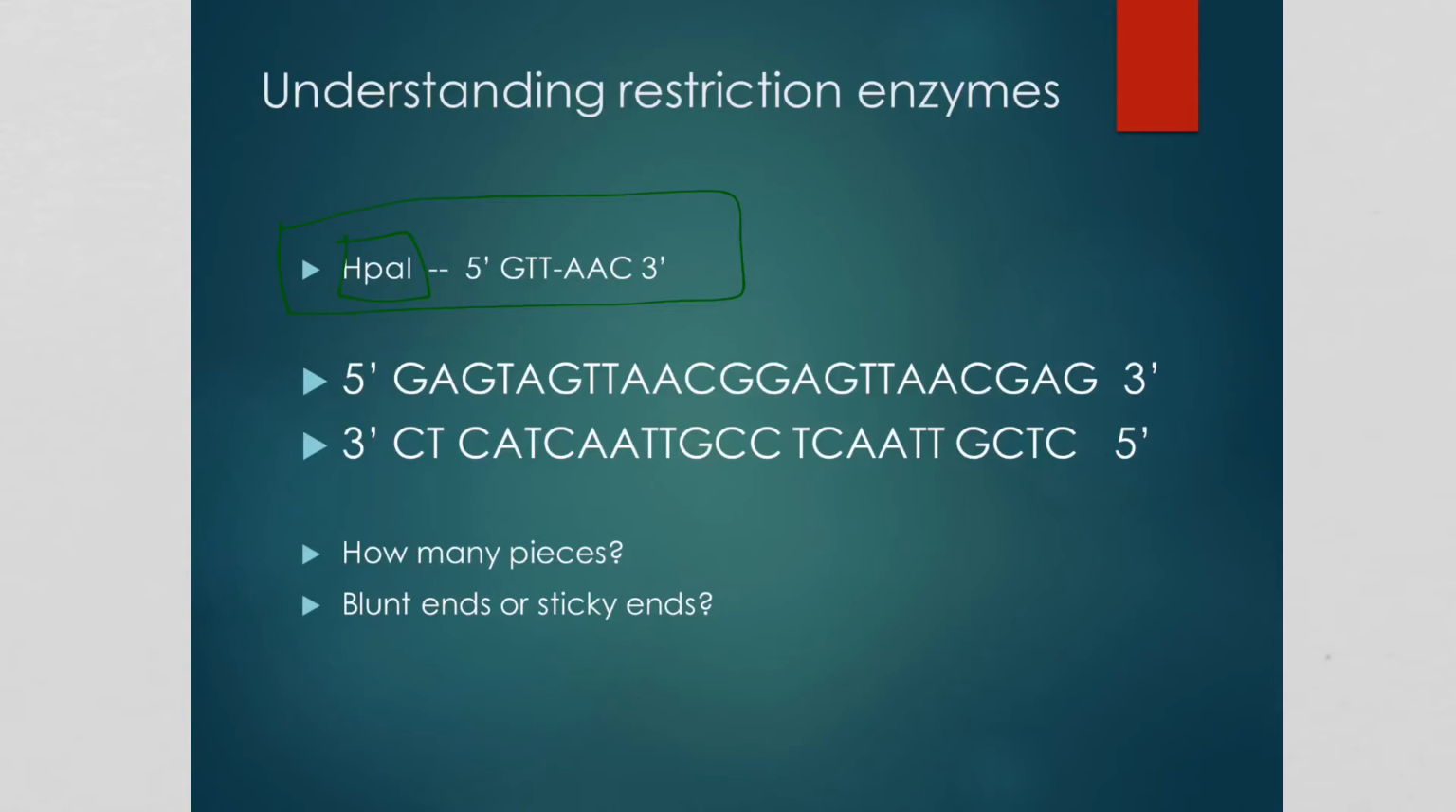So remember that DNA is always read from 5 to 3. So the top strand, 5 is on this side, 3 is on this side. On the bottom strand, 5 is on this side, 3 is on this side. So we're going to read this strand backwards. So watch how we do this.